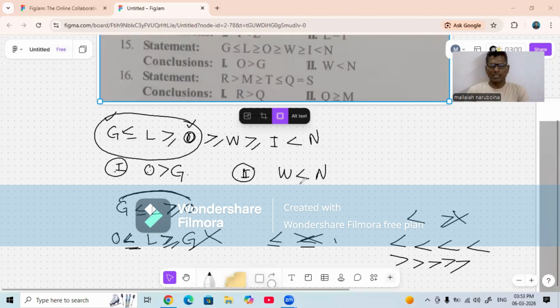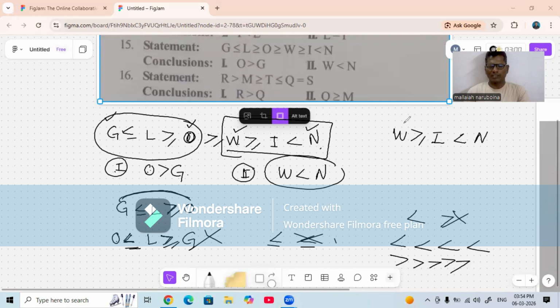Let us see the second conclusion. W less than L, right? Here is W, here is L. It is in perfect order. See, in the statement W first, L next. In the conclusion also W first, L next. I am writing this one. W greater than or equal to I, less than or equal to L.